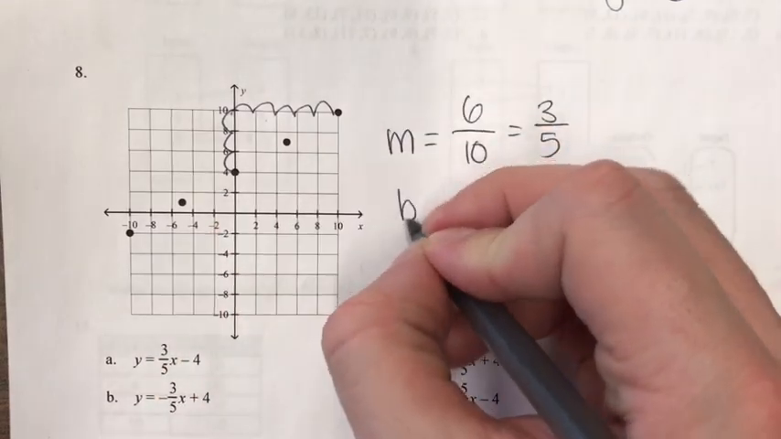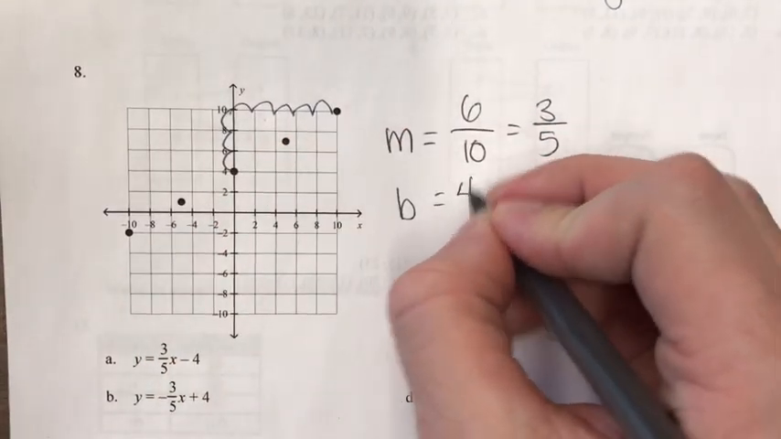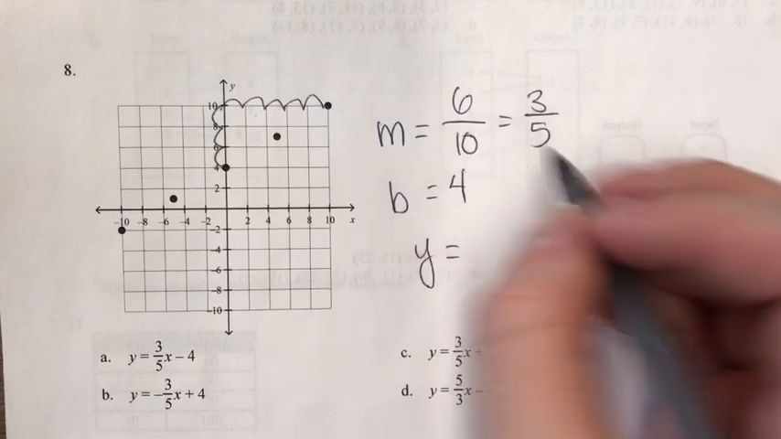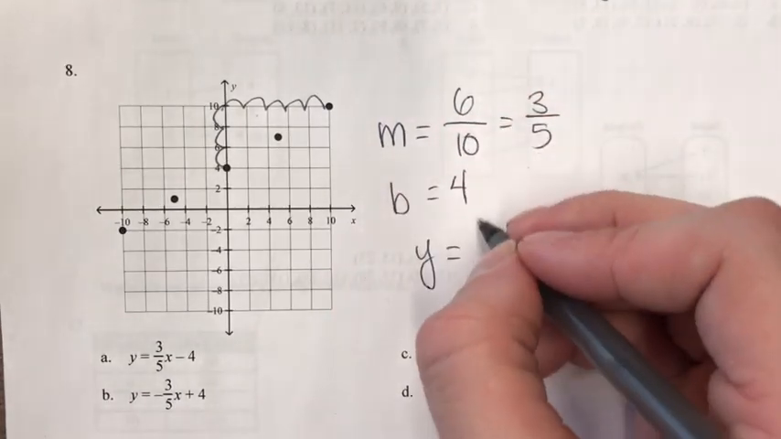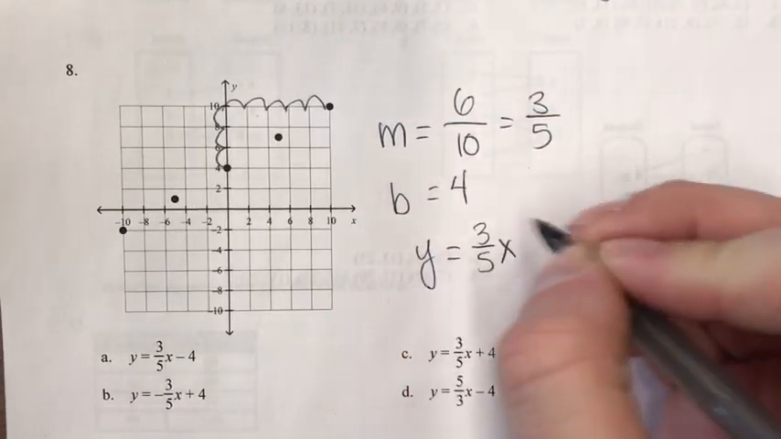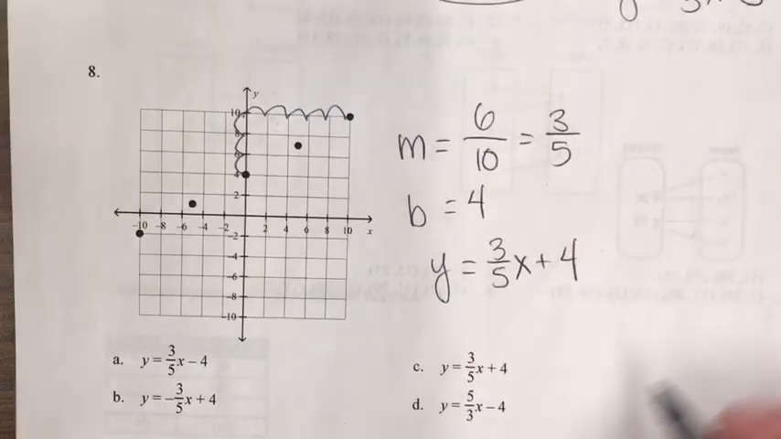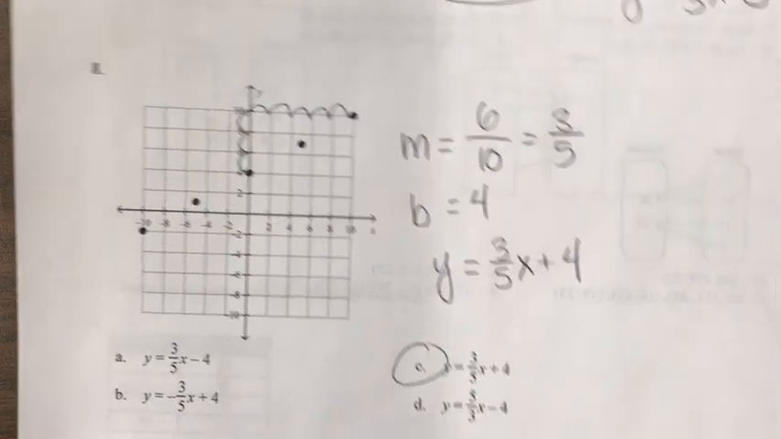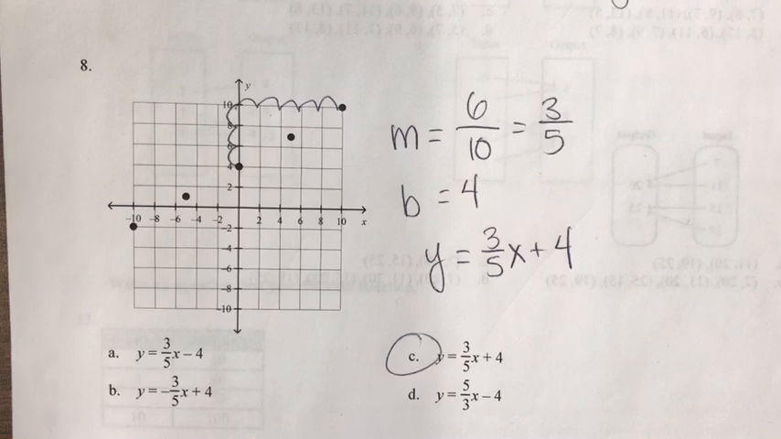My y-intercept is the 0.4. So if I put it all together, y equals mx plus b, y equals 3 over 5x plus 4. I can do LinReg, but that's not fun.